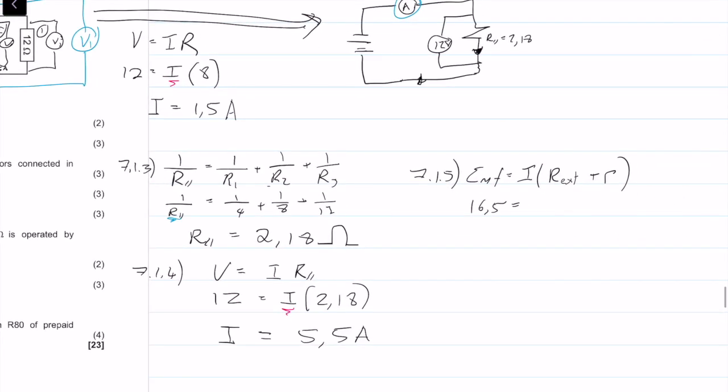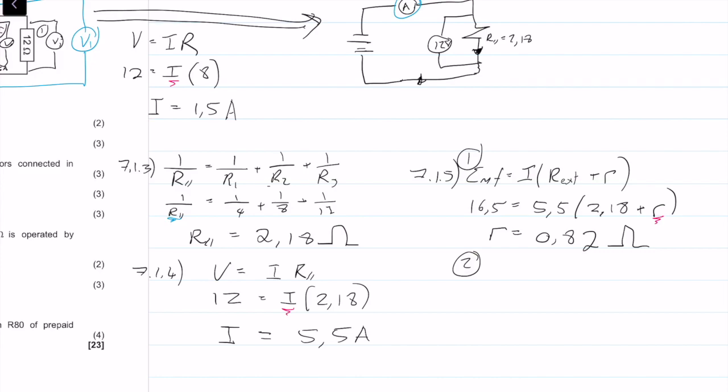Okay, 16.5. We calculated I as 5.5. R external we figured out was 2.18, plus R, which is the internal resistance. The only unknown here is R, so we can calculate R is equal to 0.82 ohms. Okay, the other way that I like to do it, let's say this was method 1.